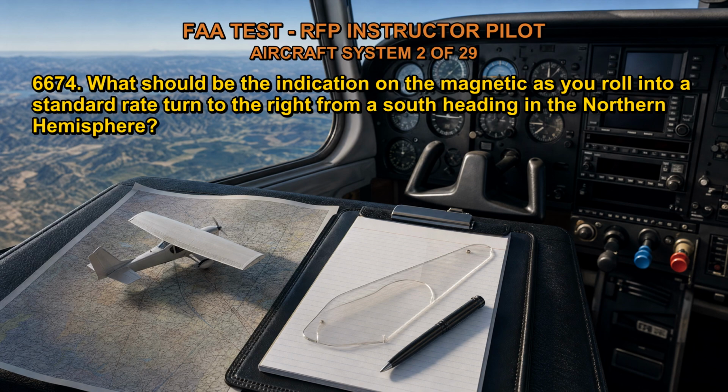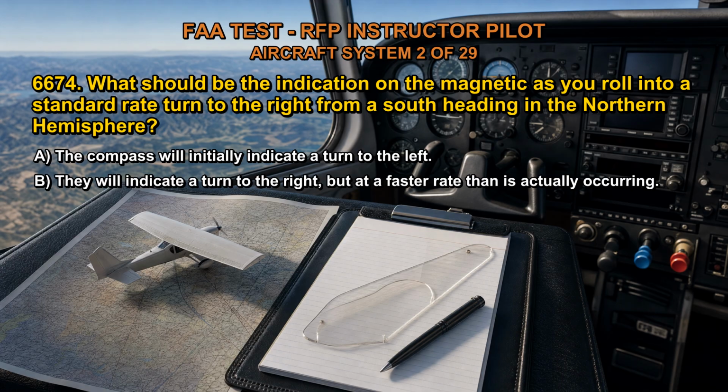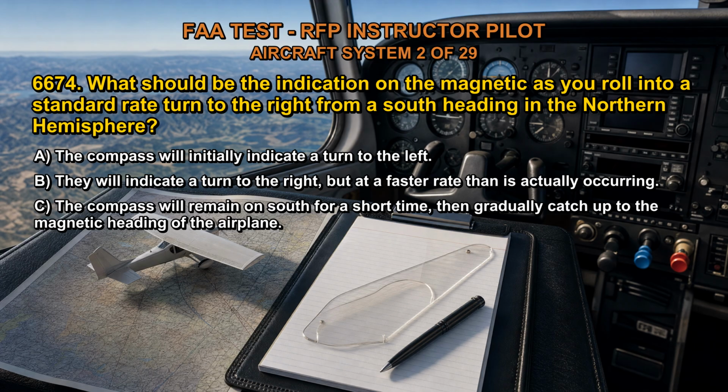Q6674. What should be the indication on the magnetic compass as you roll into a standard rate turn to the right from a south heading in the Northern Hemisphere? A. The compass will initially indicate a turn to the left. B. They will indicate a turn to the right, but at a faster rate than is actually occurring. C. The compass will remain on south for a short time, then gradually catch up to the magnetic heading of the airplane.